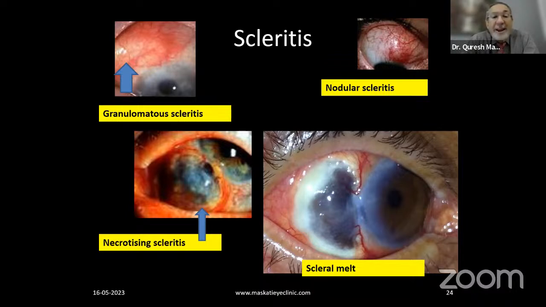And sometimes the sclera melts away, as you can see, the whole sclera is melted and the inner lining is seen. The ciliary body, the choroid is seen there. Or necrotizing scleritis, the sclera gets completely necrosed. So these are very severe conditions, usually of immune origin, in rheumatoid arthritis and many of the other systemic conditions.